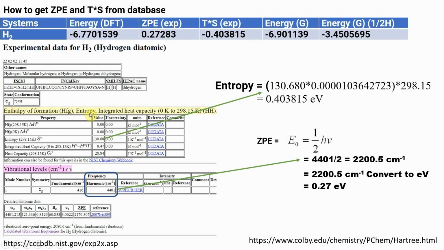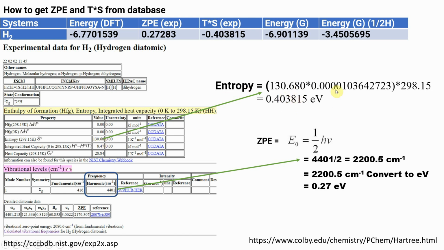You can search the H2 molecule. You will get these things. From this first table, you will see the entropy of the H2. Here it is 130.68. The second table is showing the vibrational frequency. Here you see the harmonic vibrational frequency 4401.